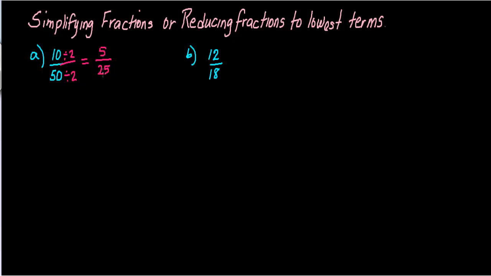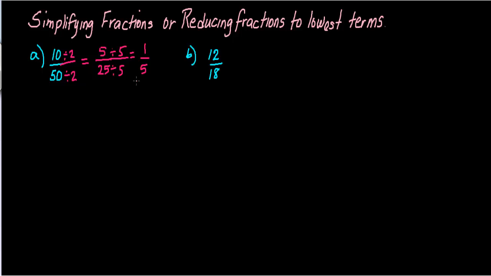So 5 and 25, without making a list, I know they both have a common factor of 5. So I'm going to divide the top and the bottom by 5. And that will give me 1 over 5. And now I've come to a fraction that I'm okay with, 1 over 5.